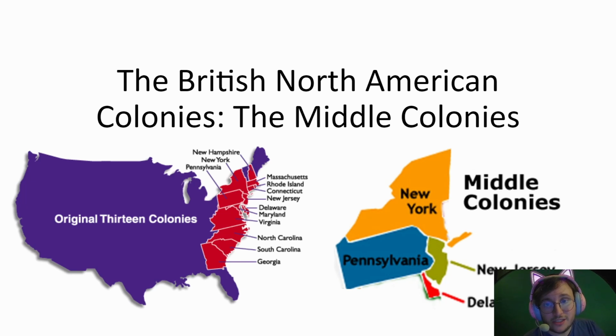While they're distinct from the New England and Southern colonies, I really want you to emphasize that they're going to take the best parts from the Northern colonies and maybe some of the best and worst parts of the Southern colonies, and mix them together to make a colony system that's kind of in the middle of both of those.